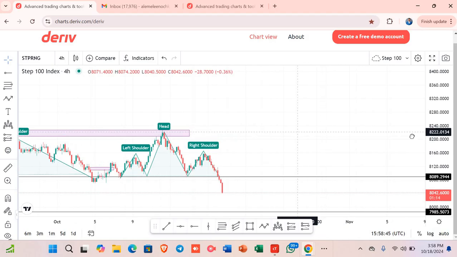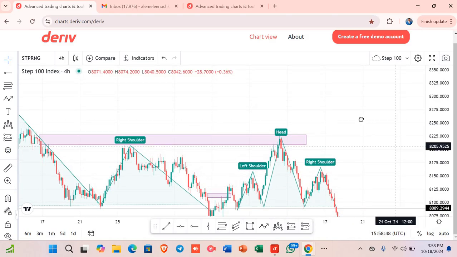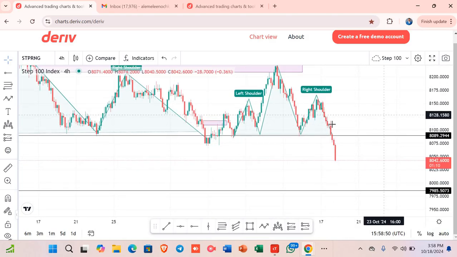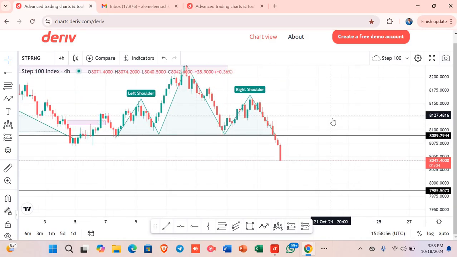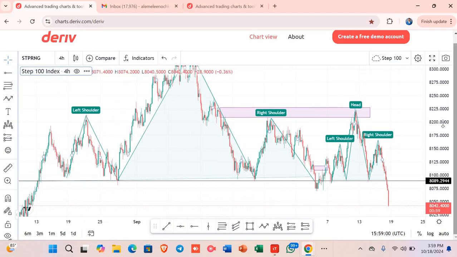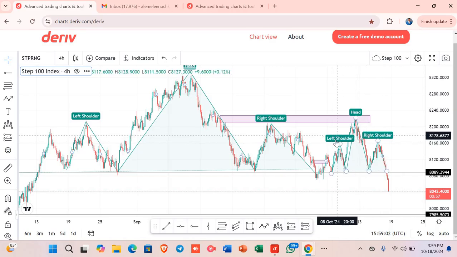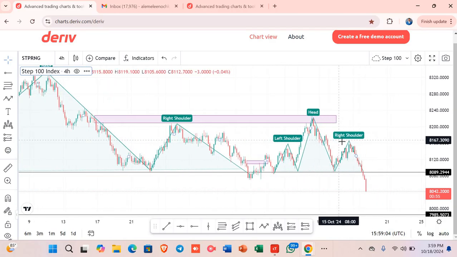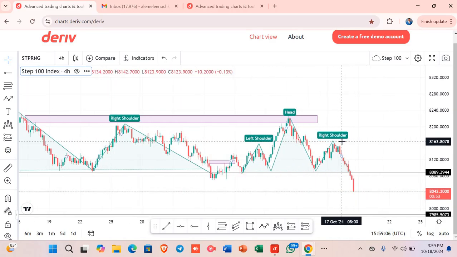So the head and shoulder pattern is actually a bearish pattern, it's a sell pattern that you can identify in the market to profit from. You can actually search for this pattern in the market on different assets. Once you are able to identify it, it's an opportunity for you to profit from the market. So that is the 4-hour time frame.